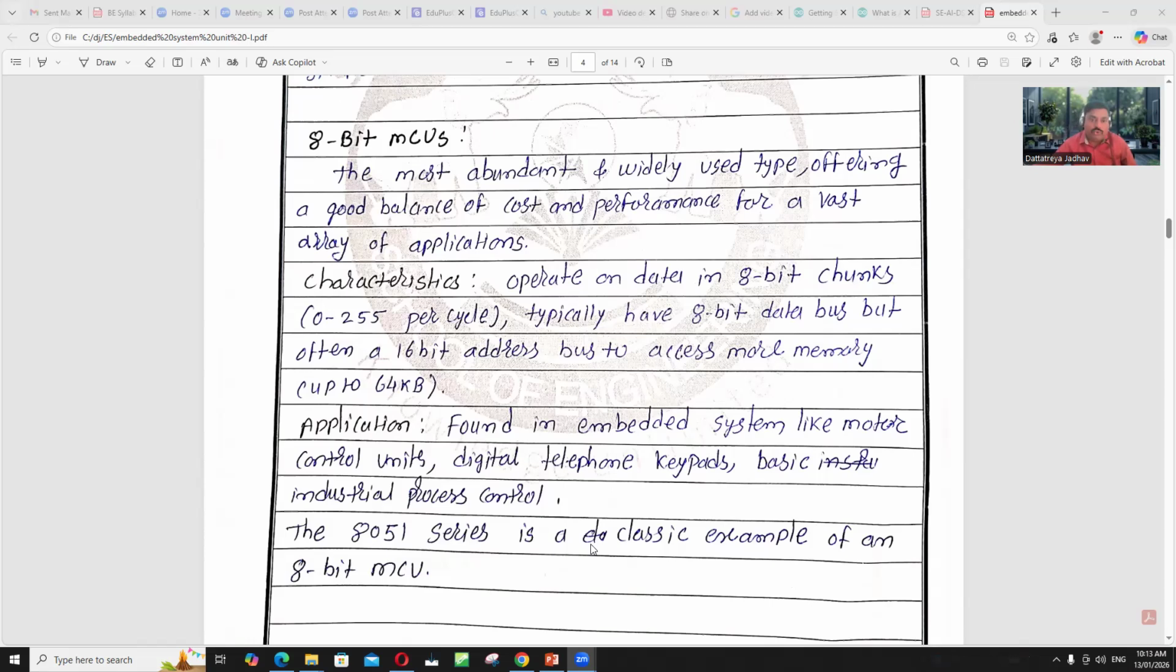Where are they used? They are found in embedded systems like motor control units, digital telephone keypads, basic industrial process control. So multiple applications can work on an 8-bit microcontroller, not a single application, because the speed of execution is more, the number of data executed per cycle is more, and the memory is also greater. So the 8051 series is the classic example of an 8-bit microcontroller.